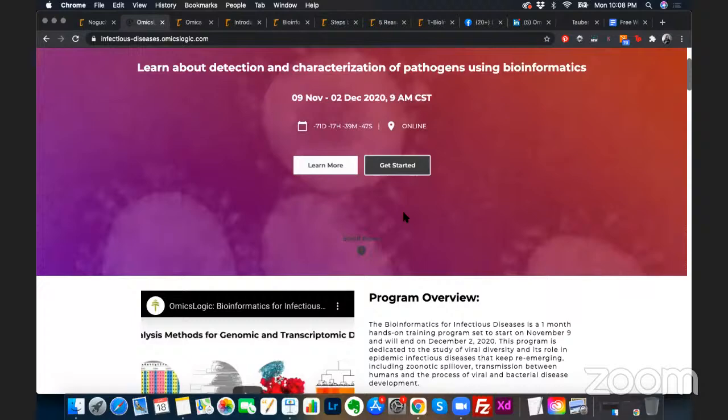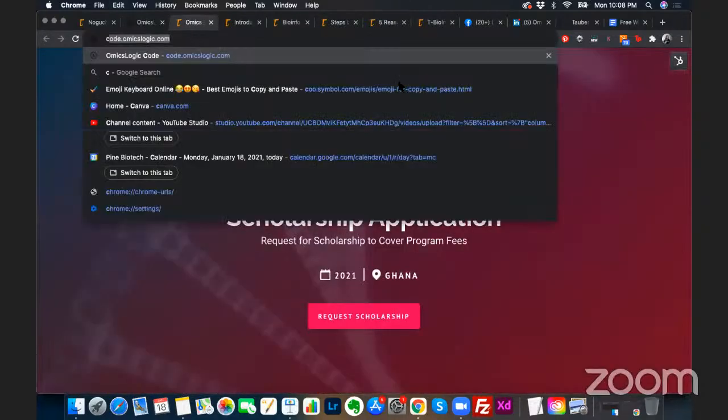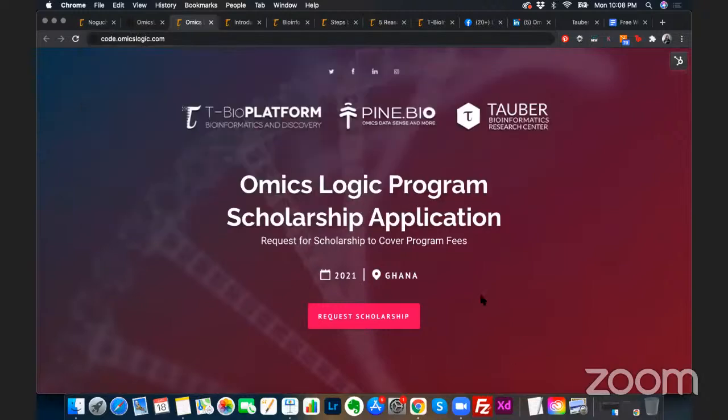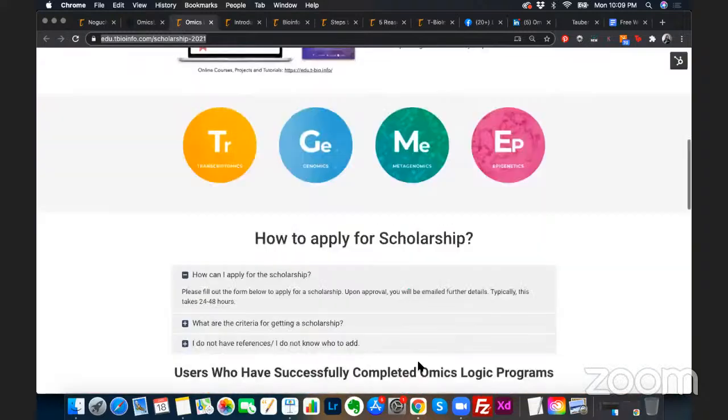For those in need of a scholarship, we have another page where you can actually talk about your scholarship. Okay, I'll post the link again. I'm sorry about this. Yeah, so the scholarship link is now in the chat box. So if you're in need of a scholarship, please fill out the form at the bottom of this page.